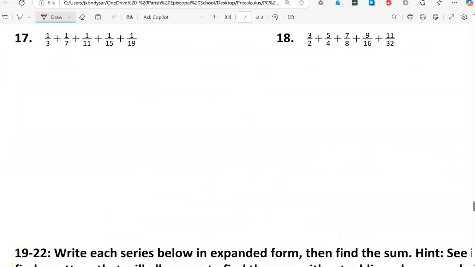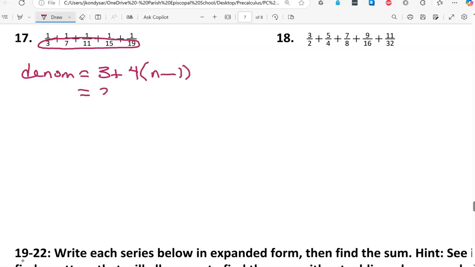In 17, this series is neither geometric nor arithmetic, but if we look strictly at the denominators of each fraction, the denominators form an arithmetic progression. So the denominators are equal to the first term of the denominator, which is 3, plus the common difference of the denominators, which is 4, times n minus 1. Simplifying, 3 plus 4n minus 4 is equal to 4n minus 1.